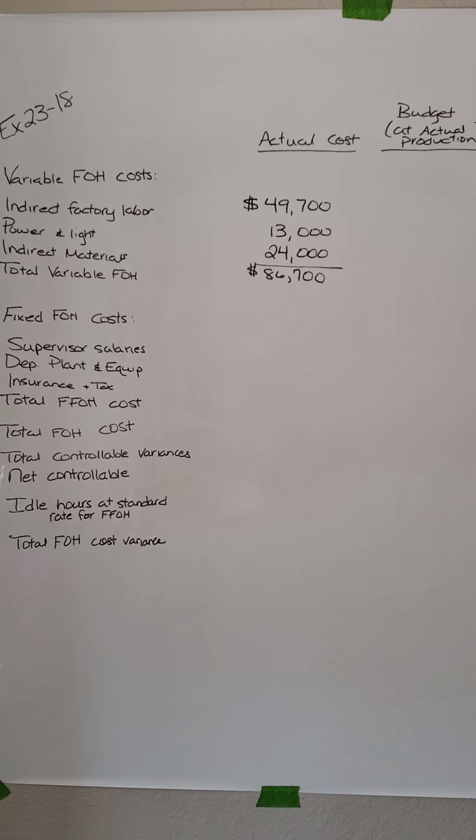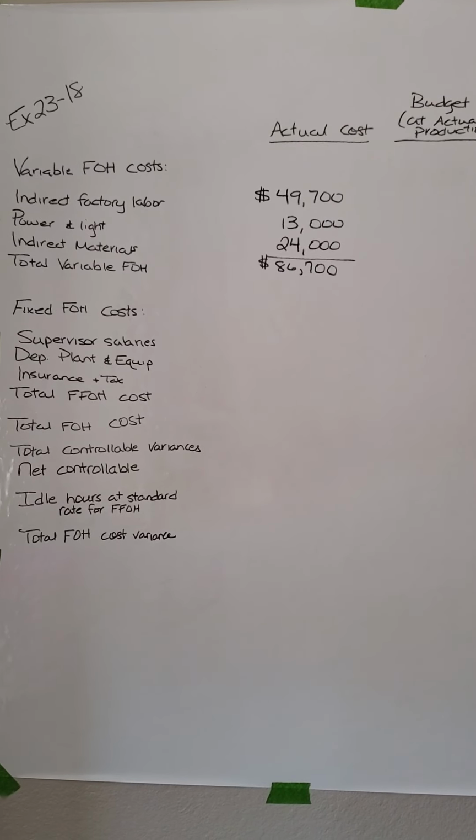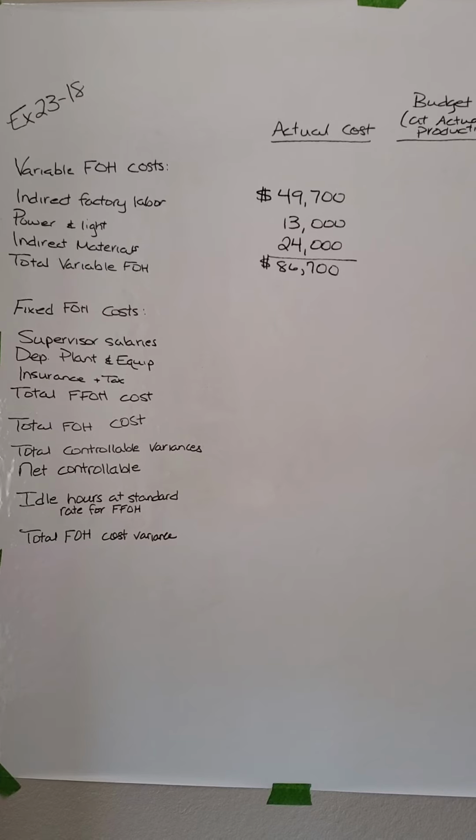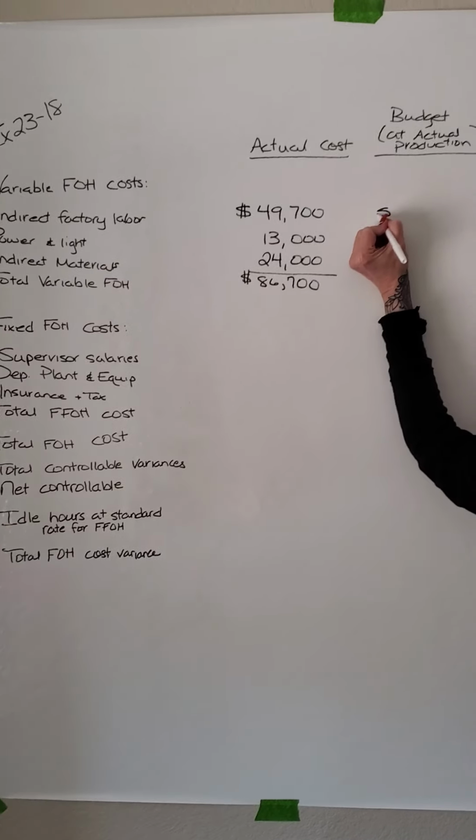Now I'm going to use the numbers that I calculated for each of these items at budget. So the indirect factory labor at budget came to $50,600.